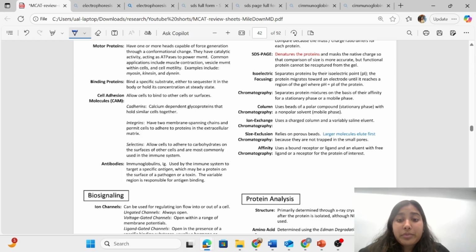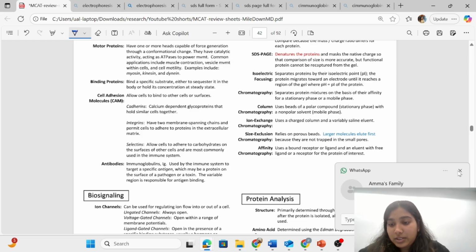Okay. Size exclusion chromatography relies on the porous beads.